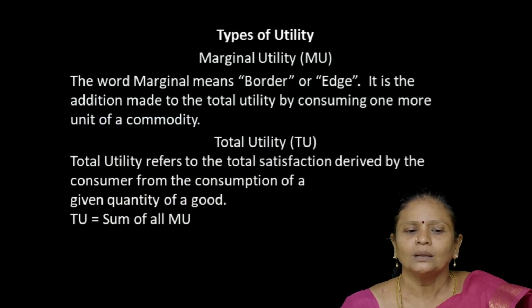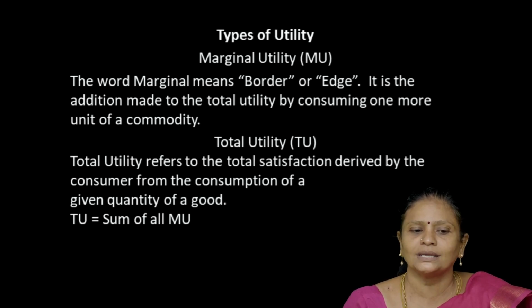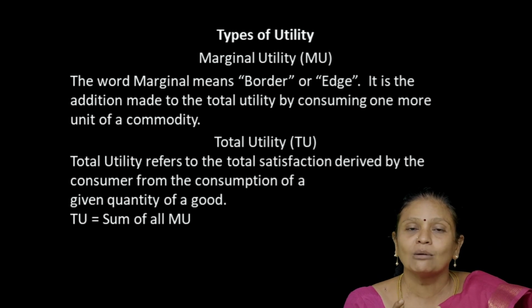There are many types of utility. One is marginal utility and another is total utility. Marginal utility, that is MU. Marginal means border or edge. It is the addition made to the total utility by consuming one or more units of a commodity. Another is total utility, that is TU. Total utility refers to the total satisfaction derived by the consumer from a particular commodity. That means the sum of all MU. MU means marginal utility.